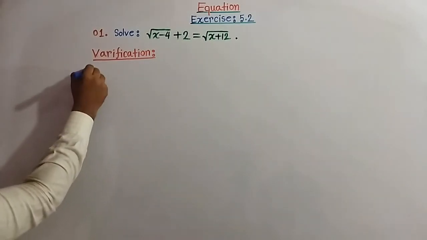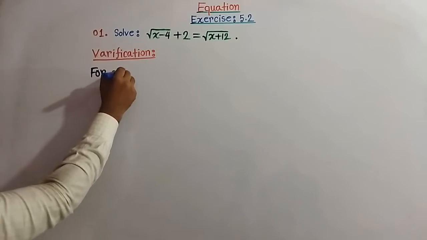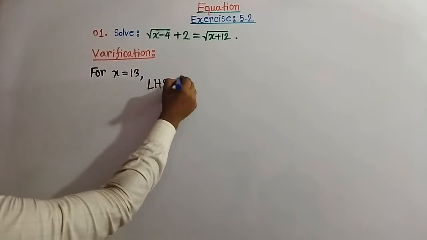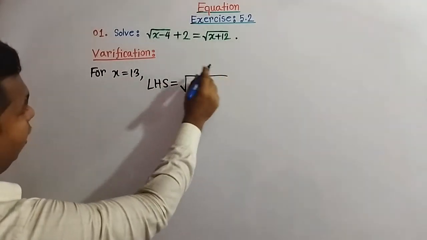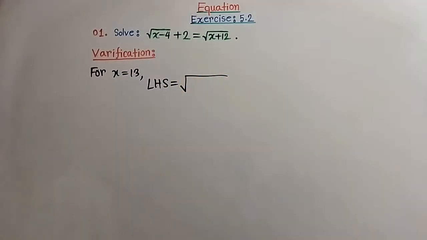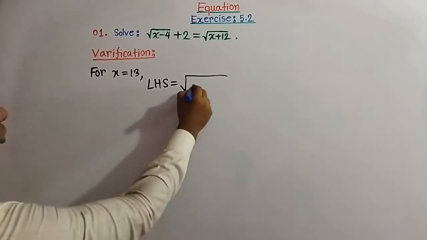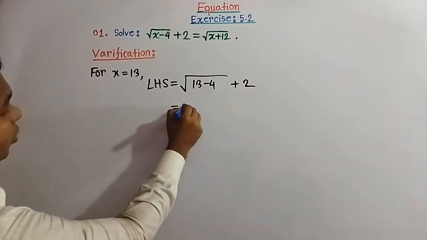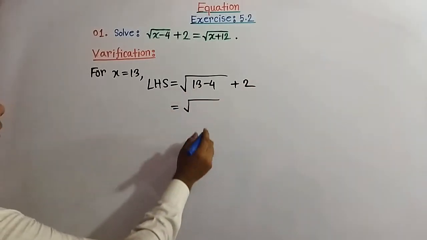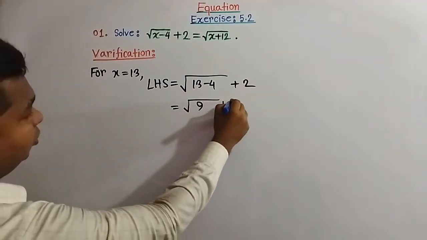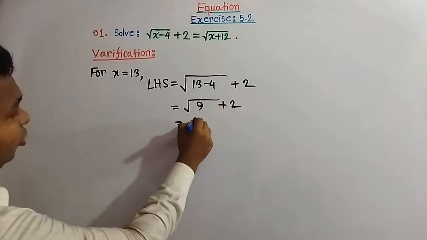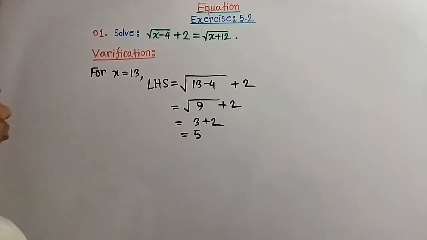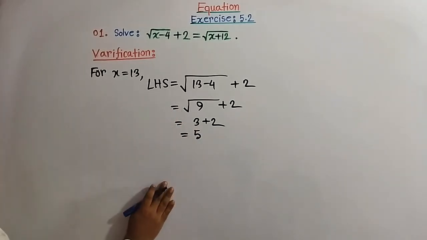So verification for x equal to 13: the left hand side of the given equation equals square root of x minus 4, plus 2. Here the value of x is 13, so square root of 13 minus 4, plus 2, equals square root of 9 plus 2. Square root of 9 equals 3, then plus 2, 3 plus 2 equals 5. So left hand side equals 5.